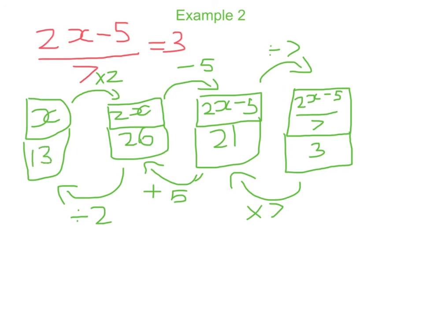So the way we check that, we have to sub in 13 wherever it says x. So it's 2 times 13 minus 5, divided by 7. So that has to equal 3. So 2 times 13 is 26. And then 26 minus the 5 is 21. And 21 divided by 7 equals 3. So now we know our answer is correct.